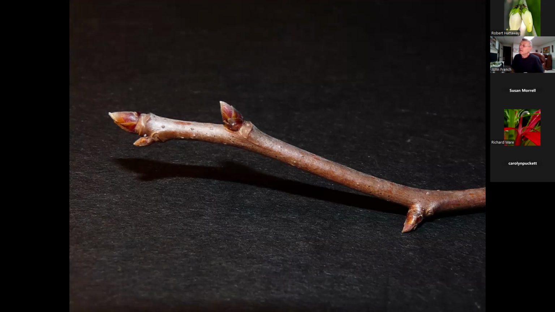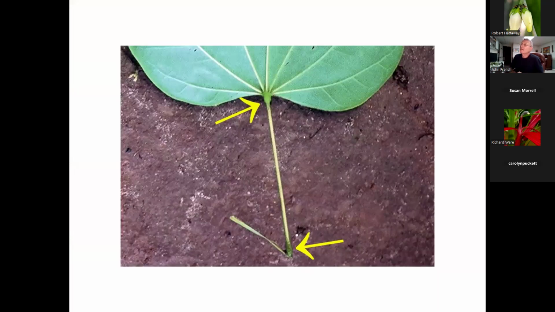So now we're going to go to page 6. Top of the page, leaves not lobed. Petioles swollen at both ends. There it is, Bobby. Yep, that's why I put this picture in there. That is an example of a petiole that's swollen at both ends.